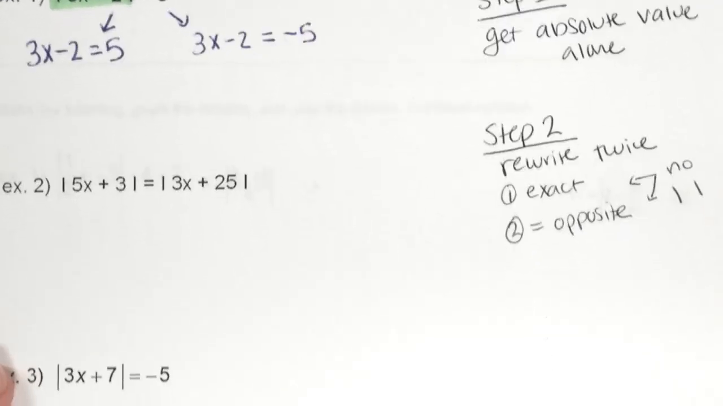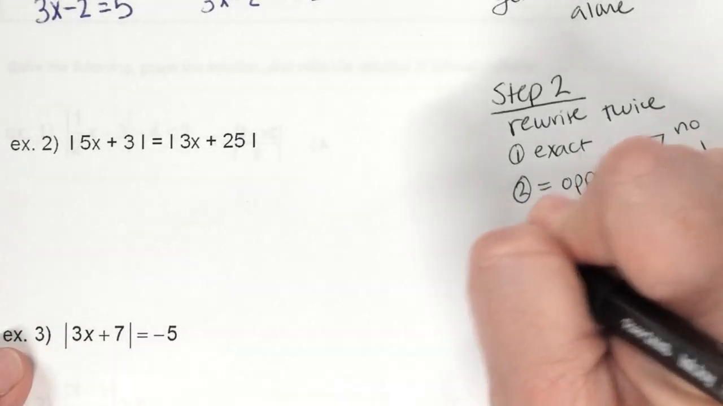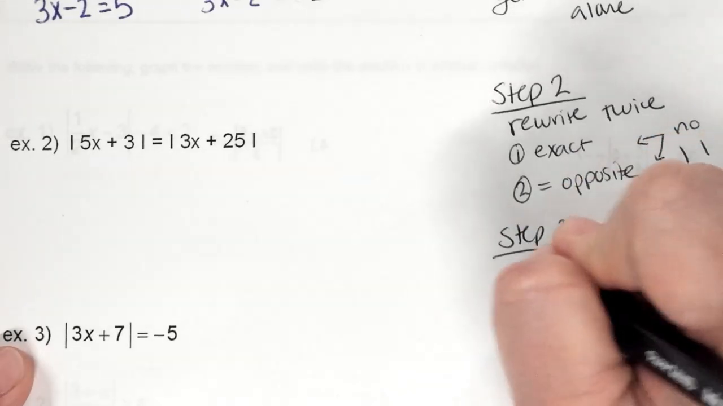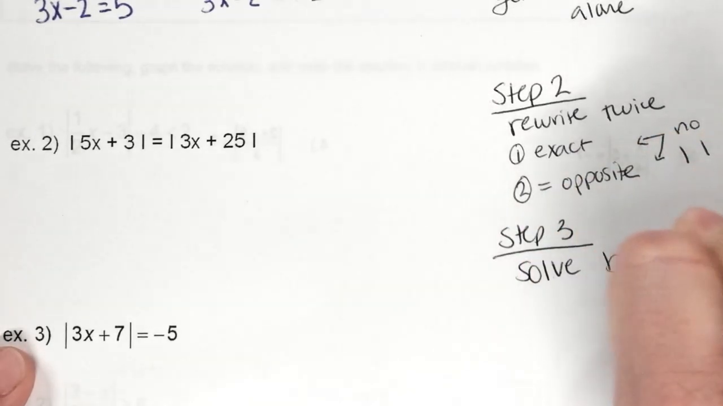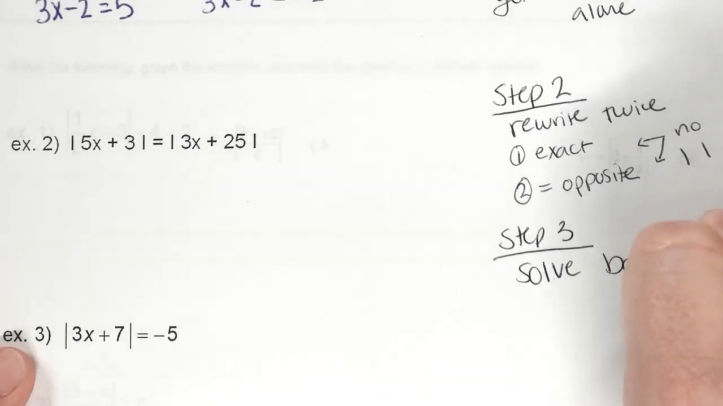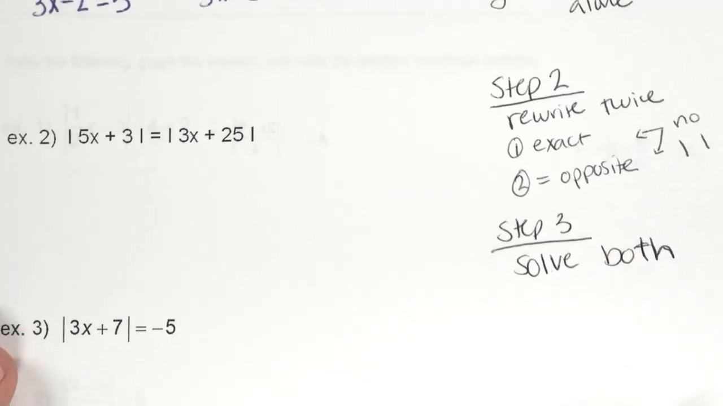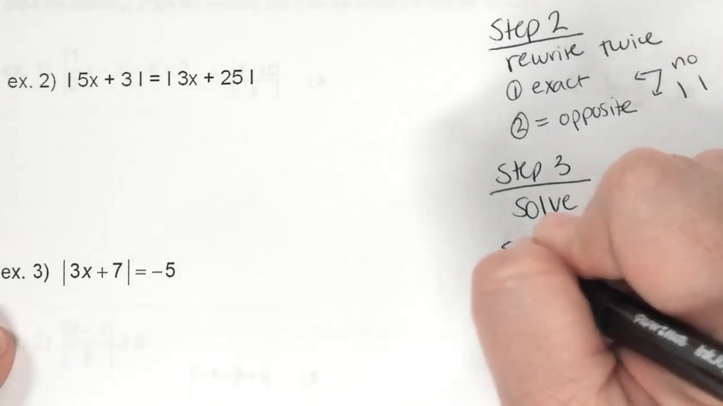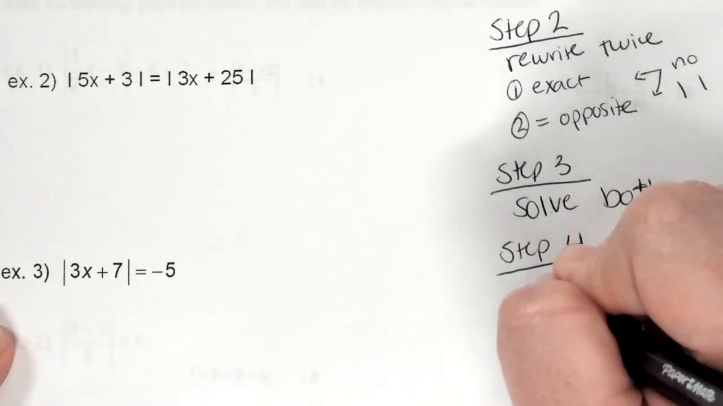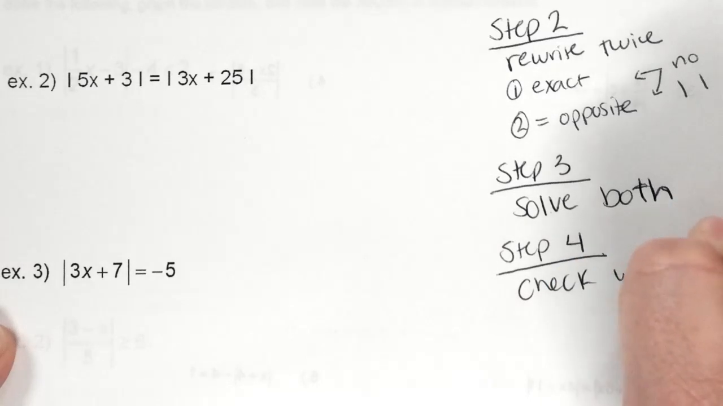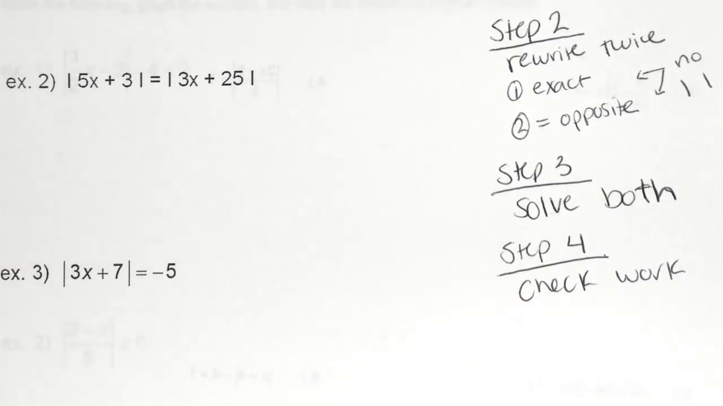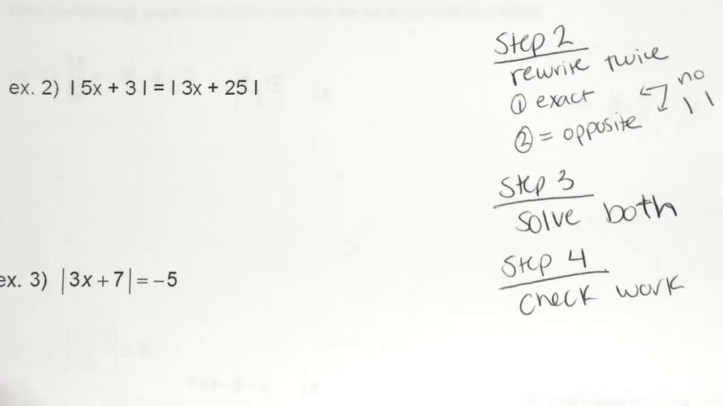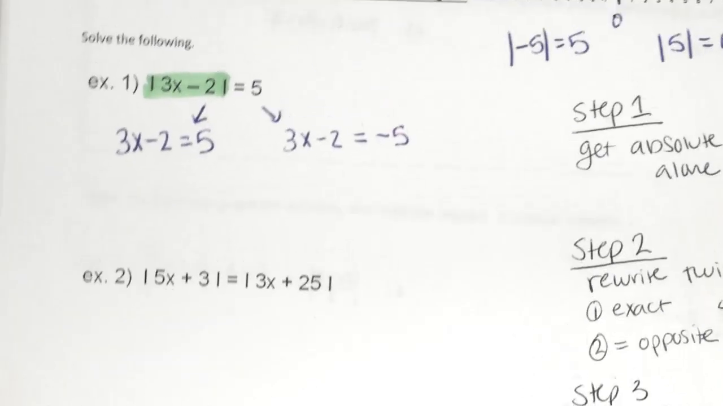So then step 3 is solve both. And then step 4, check your work, which is super simple to do in our calculator. We'll talk about that as well. So those are your steps. Now let's complete our steps on number 1. We've already done half of them, 1 and 2. So let's do 3 and 4.